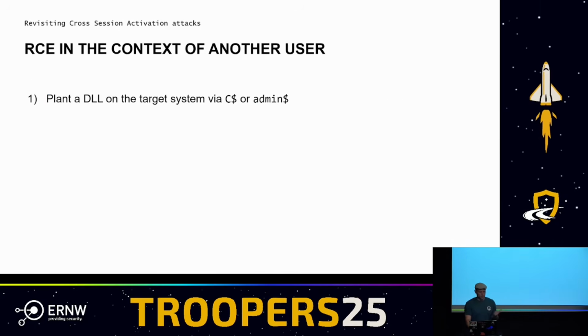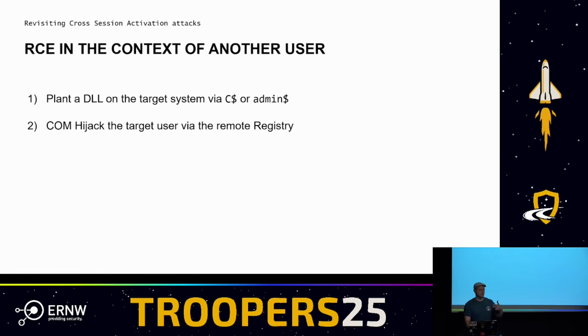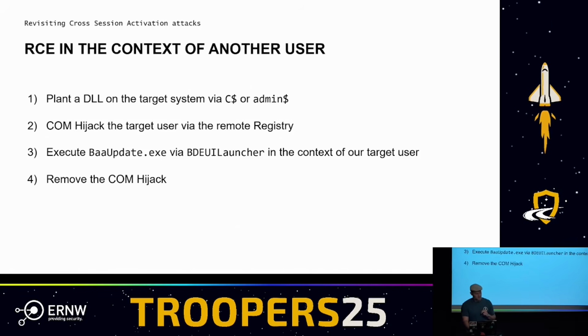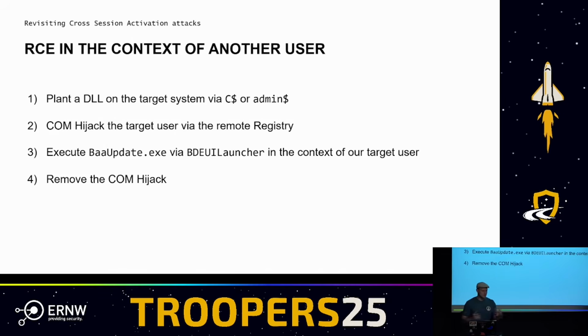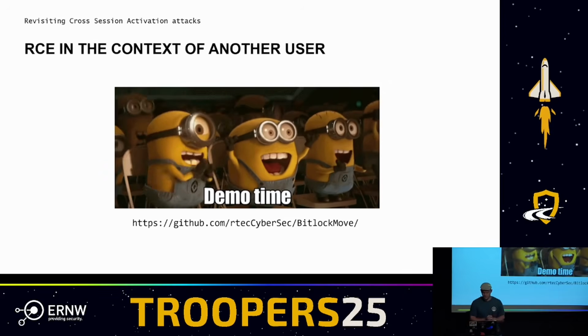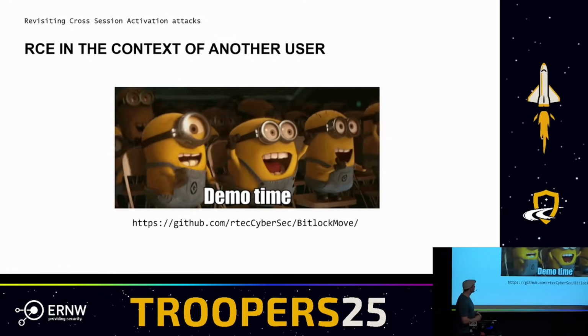So what is the approach? We're going to plant a DLL on the remote system via C$ or admin$, for example. We are going to set a COM hijack for the user who is currently logged in on this remote system via the remote registry. Then we're going to execute BAAUpdate.exe with 2 parameters in the context of the target user. BAAUpdate.exe will load our DLL and execute our malicious code. Afterwards, we're going to clean up. We are going to remove the COM hijack, because if we don't, other processes might also load this DLL, and this might lead to issues. And we're going to clean up the DLL, and voila, we have code execution in the context of a logged on user on a remote system.